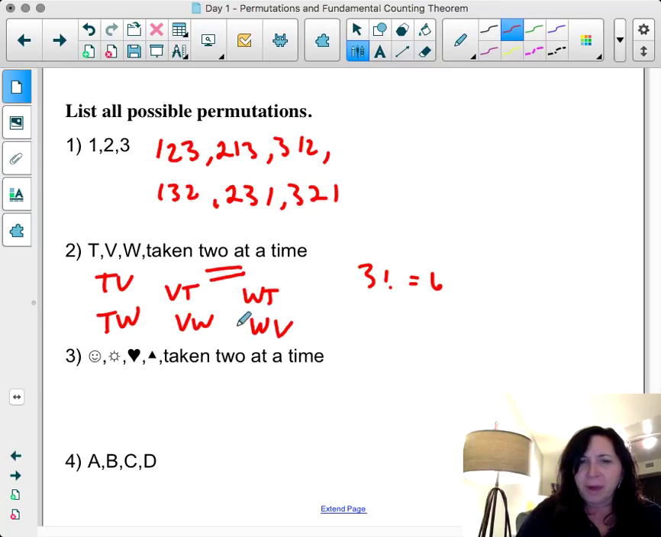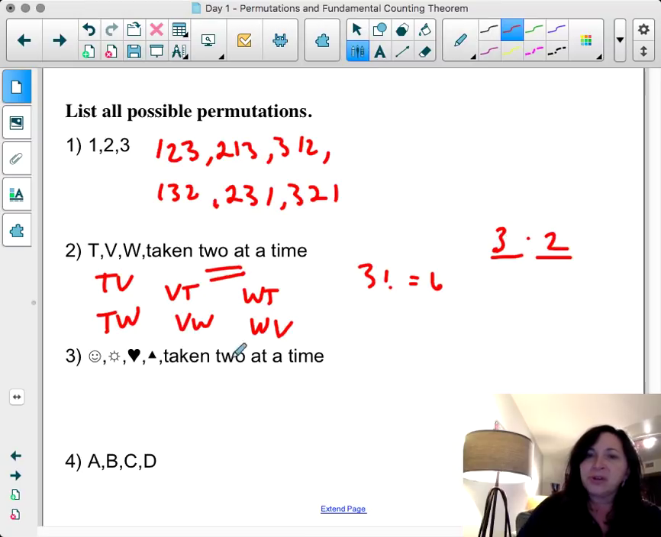But for this problem, if you're taking these 2 at a time, just so you know, another way of doing that is to put like a little slash there. So the first choice you have, how many choices do you have for the first problem? You got 3. And then for the second one, you have 2. So that's another way of doing it. So you have a happy face, a sun, a heart, and a triangle. So you just have to rewrite all the different ways you can do that.